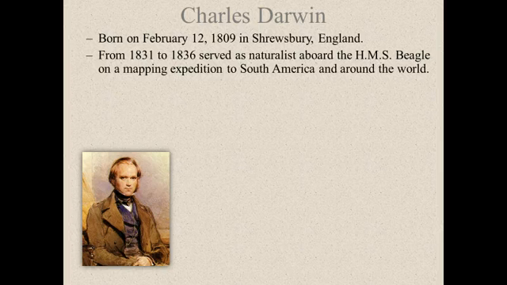He was born in 1809 in England, and after being educated to be a clergyman, he went into the clergy after an attempt to go into medicine, when he fainted at the sight of blood, so he decided he wasn't going to be a very good doctor in the early 1800s, when it took a pretty strong stomach to be a doctor. But he had an opportunity in the 1830s. He was a naturalist on board a ship that was traveling around the world doing a mapping expedition.